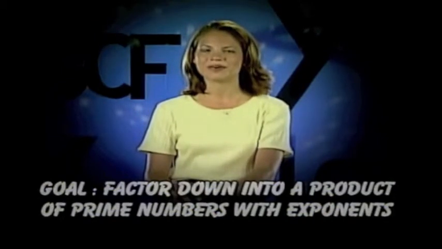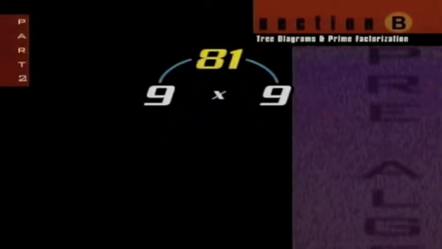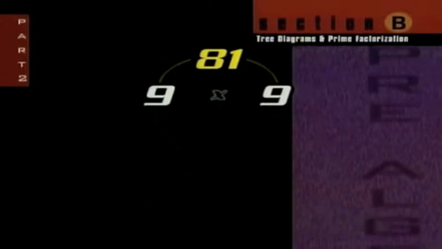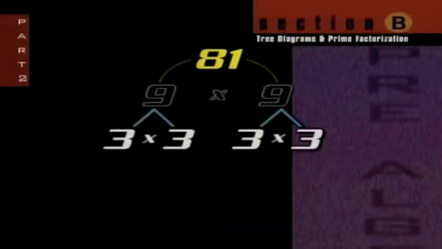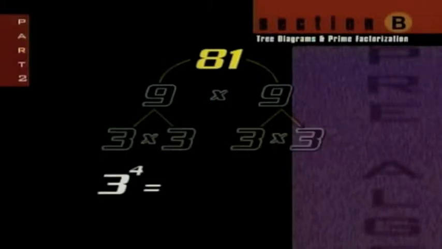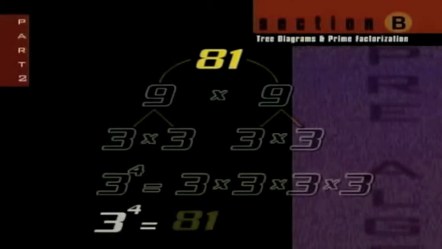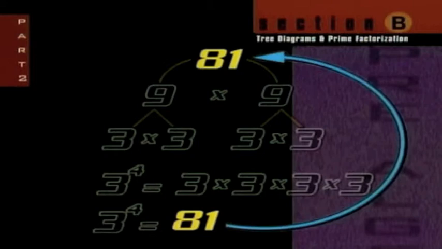Let's give it another go. Check out the tree diagram for the number 81. If we factor 81 using the tree diagram, we start with the factors 9 times 9. Notice these aren't prime numbers, so we've got to keep going. Since 9 can be factored into 3 times 3, we get 3 times 3 times 3 times 3, or 3 to the 4th power. If we multiply it out, we see that 3 to the 4th power equals 81, which means we factored correctly, because 81 is our original number.